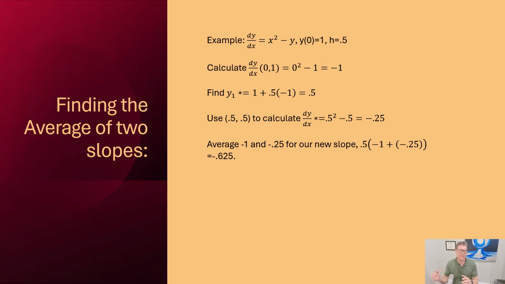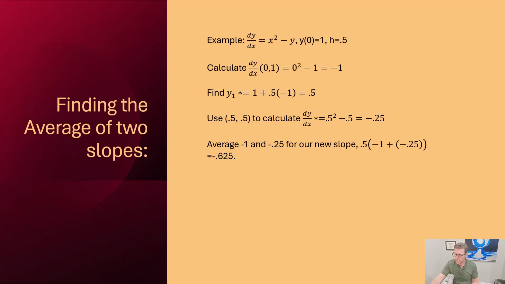So let's say we have this example. We've got dy/dx equals x squared minus y. We'll have the starting point of y(0) = 1, and let's say we have a step size of 0.5. What we're going to do first, just like with Euler's method, is find dy/dx at (0, 1). That's going to be 0 squared minus 1, which equals negative 1.